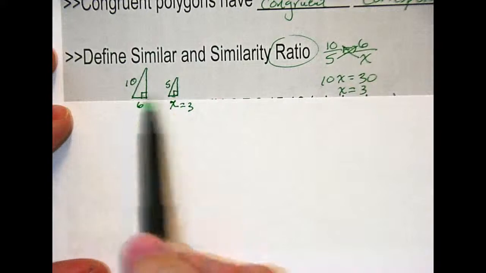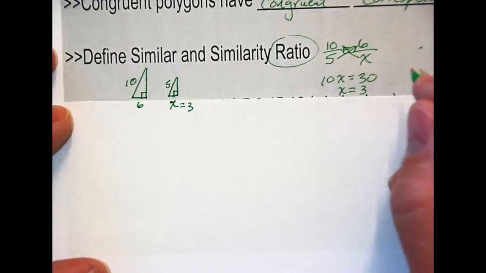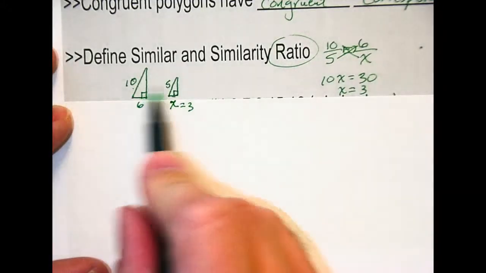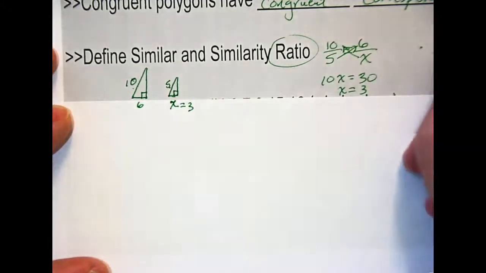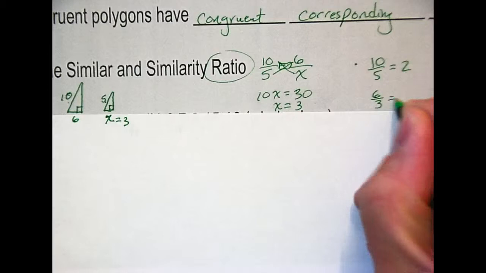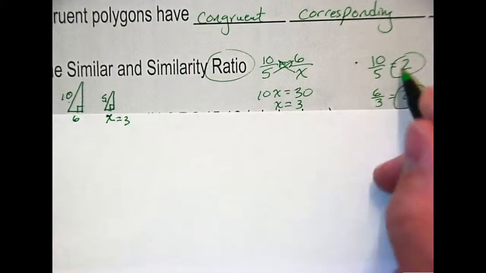Okay. What's the similarity ratio? Everyone on your fingers, what's the similarity ratio? Oh, there we go. Similarity ratio is 2. Because when we compare a side, 10 is to 5, right? That gives us a ratio of 2. 6 is to 3. That gives us a ratio of 2. Similarity ratio is 2. Okay. Or 2 to 1, if you're thinking in fraction form.